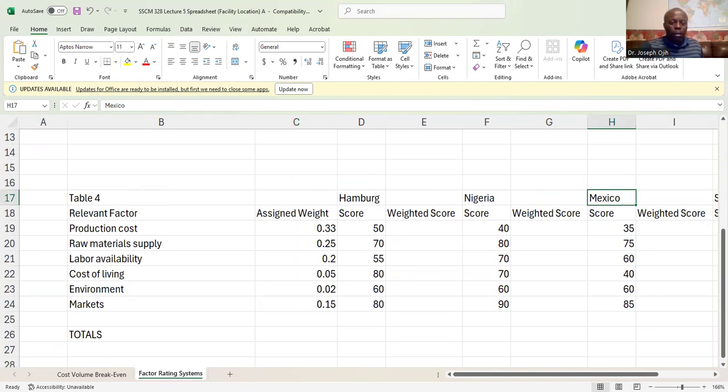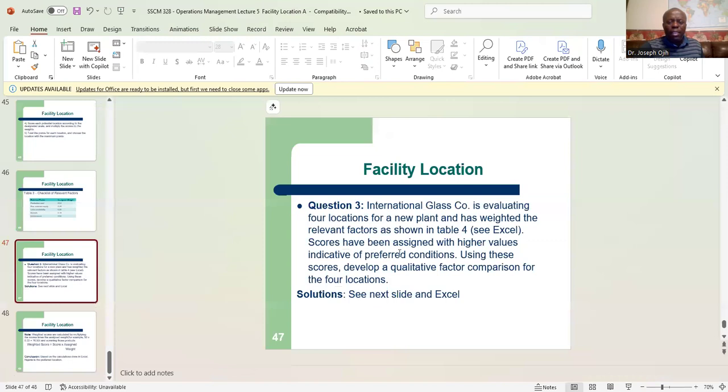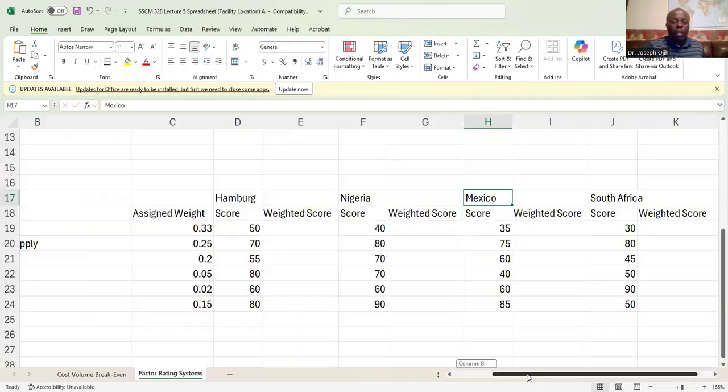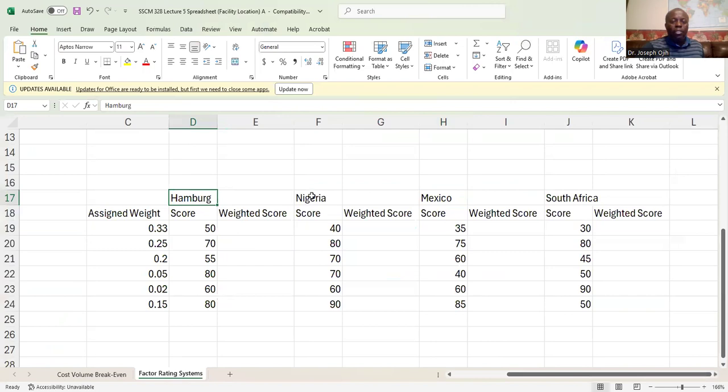It says scores have been assigned with higher values indicative of preferred condition. Using these scores, develop a qualitative factor comparison for the 4 locations. Actually, it's 3 locations, I think. Let's see. How many locations? It says 4. Okay, that means there are 4 of them. Oh, 4: Hamburg, Nigeria, Mexico, and South Africa.